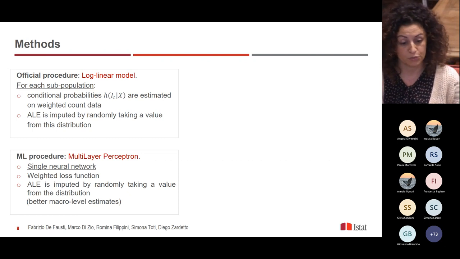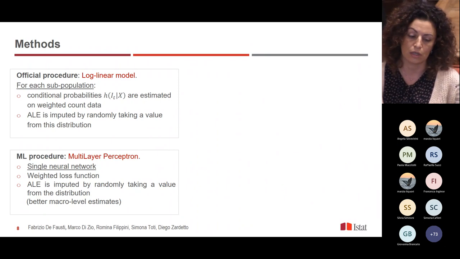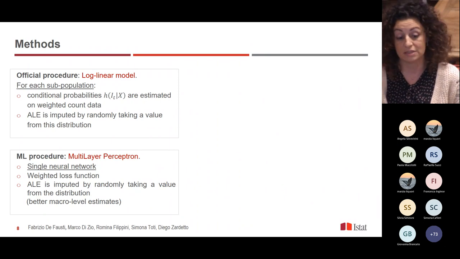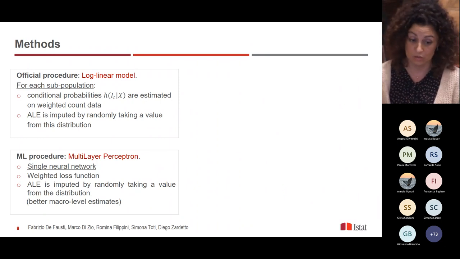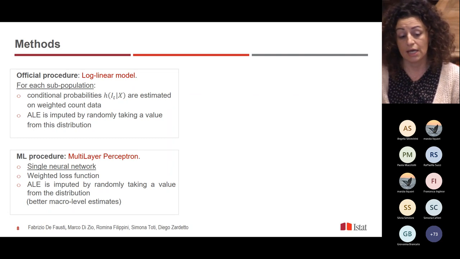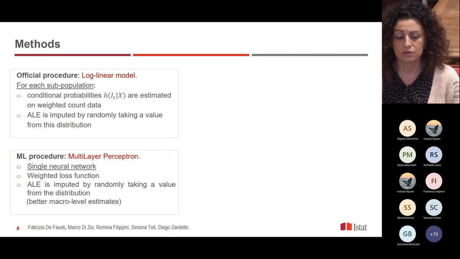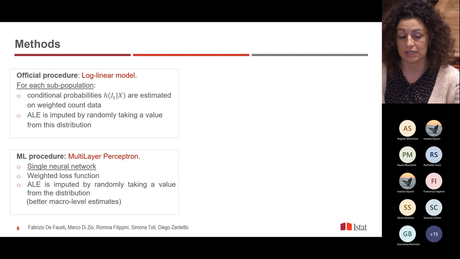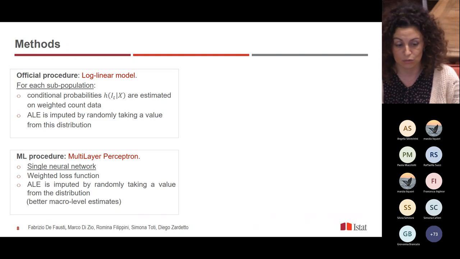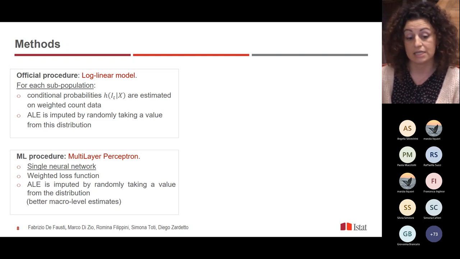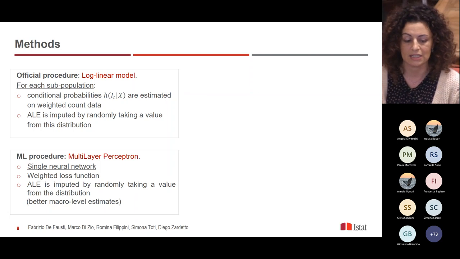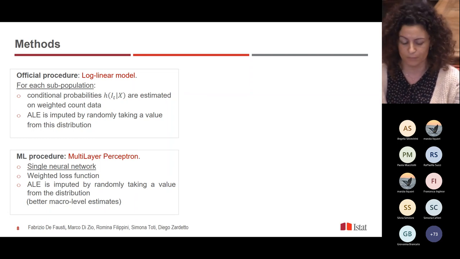So these are the methods with which we process our data. The official procedure, which is based on log linear models, means modeling the association between variables. And for each subpopulation, conditional probabilities are estimated on weighted count data. And then ALE is imputed by randomly taking a value from this distribution.